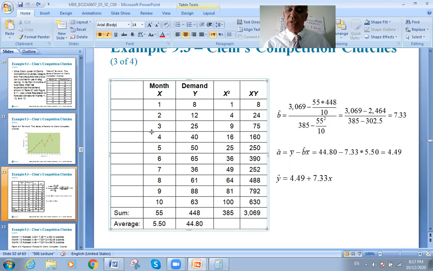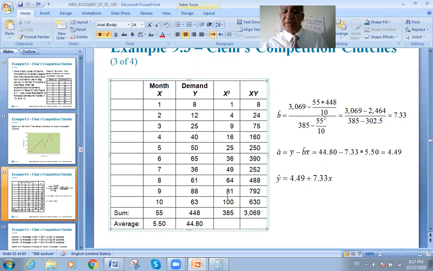2 by 2 equals 4. 3 by 3 equals 9. 4 by 4 equals 16. 5 by 5 equals 25. 6 by 6 equals 36. 7 by 7 equals 49. 8 by 8 equals 64. 9 by 9 equals 81. 10 by 10 equals 100.